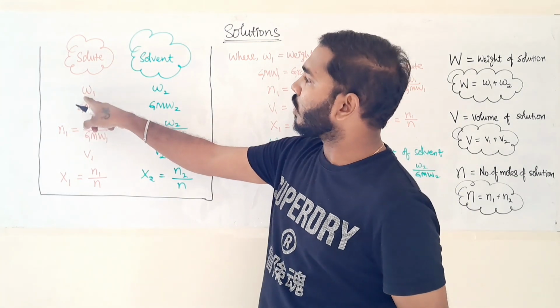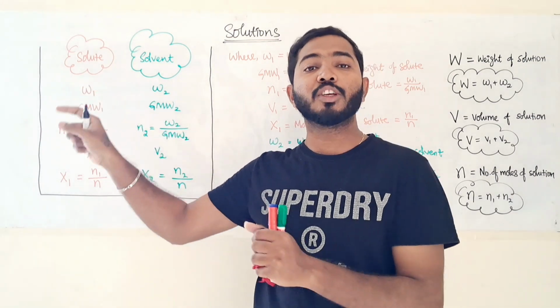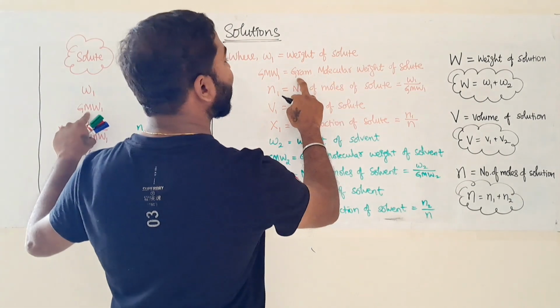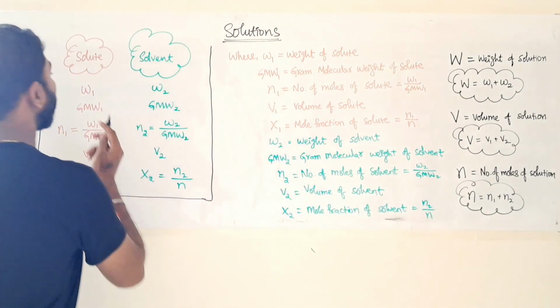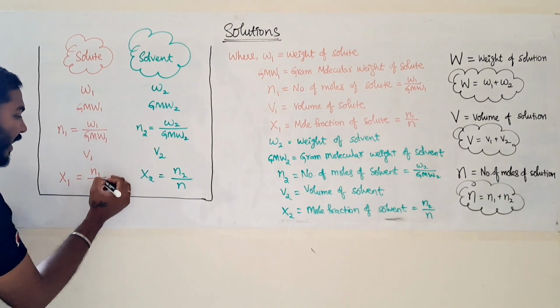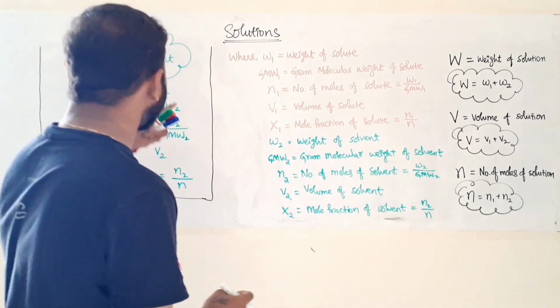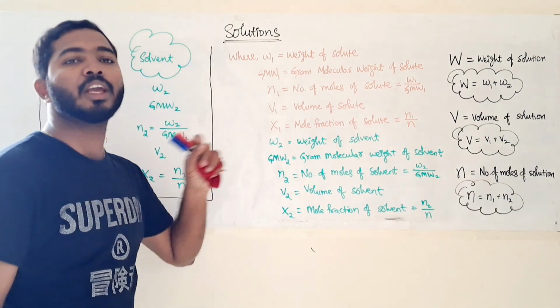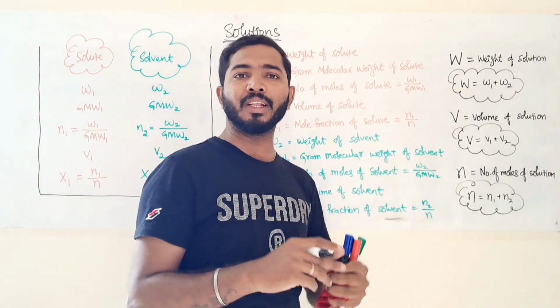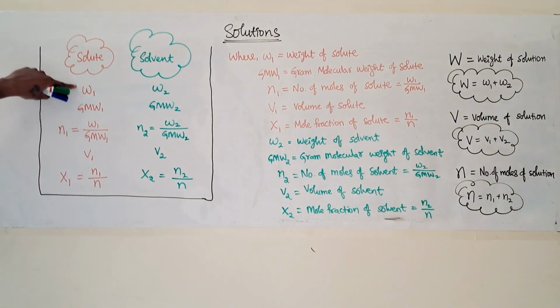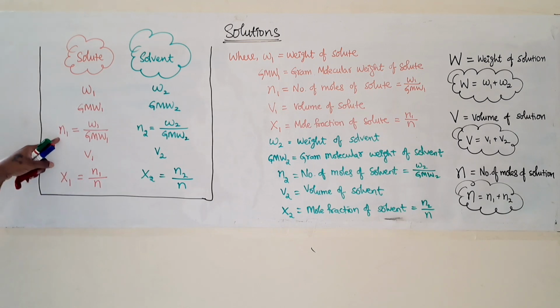So here, for solute, I wrote W1, which is nothing but weight of solute, and then GMW1, gram molecular weight of solute. All the suffixes I have taken as 1 mean that I am talking about solute. If you see suffix 2, then I am talking about the solvent. Hope it is clear. Now let's continue. For solute, let us denote the weight of solute as W1, gram molecular weight of solute as GMW1, and number of moles of solute.